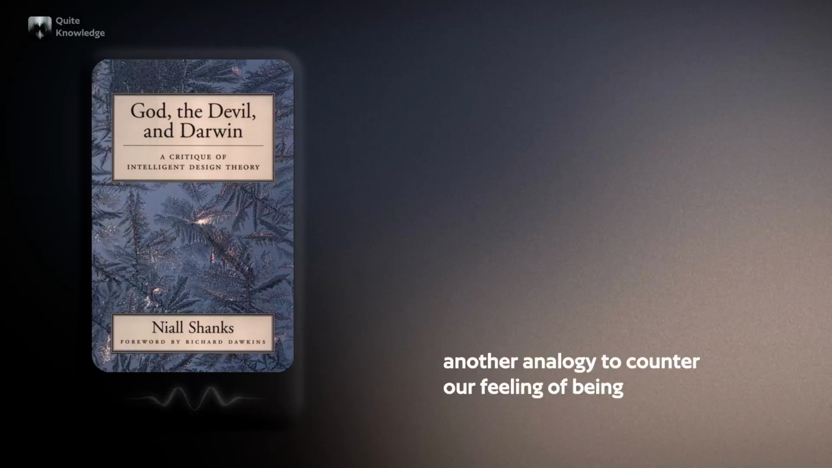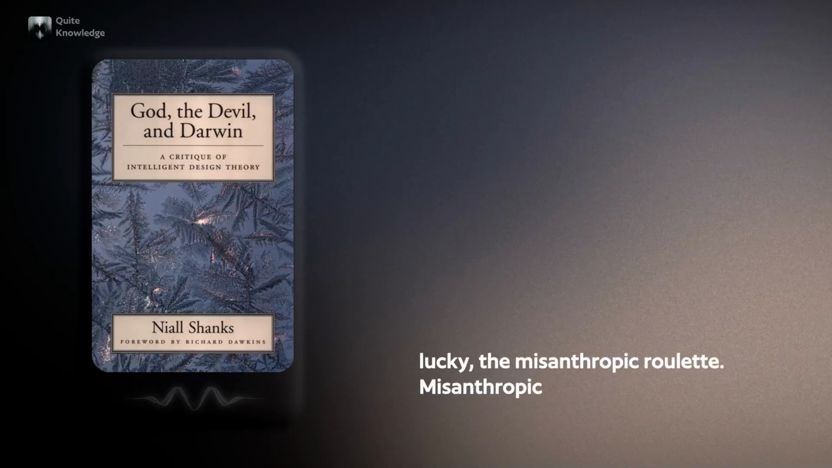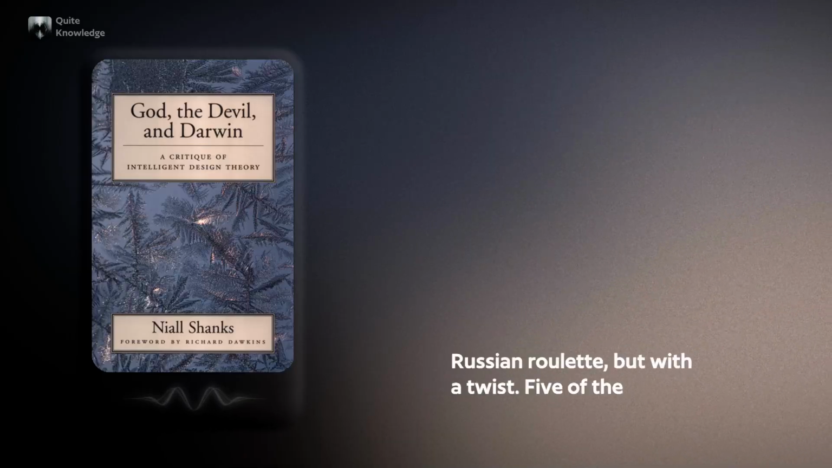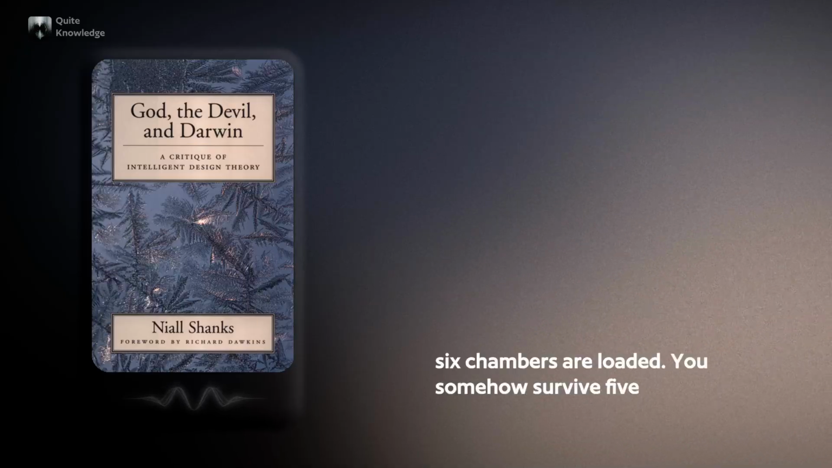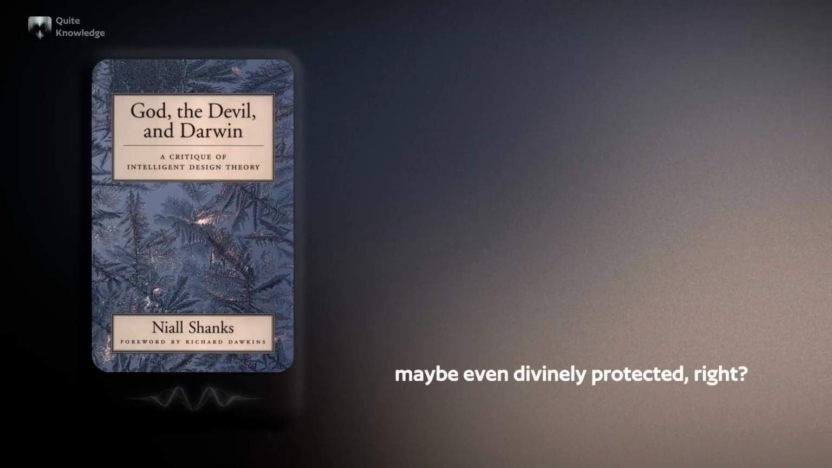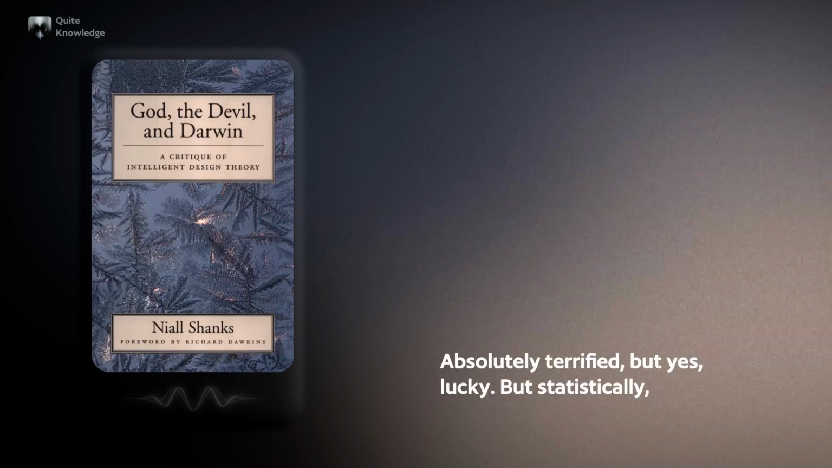And the source adds another analogy to counter our feeling of being lucky, the misanthropic roulette. Misanthropic roulette, how does that work? Imagine playing Russian roulette, but with a twist. Five of the six chambers are loaded. You somehow survive five clicks of the trigger. You'd feel incredibly lucky, maybe even divinely protected, right? Absolutely terrified, but yes, lucky.